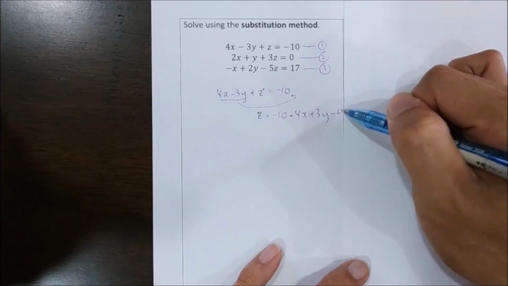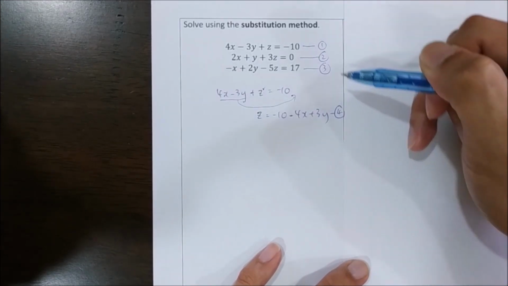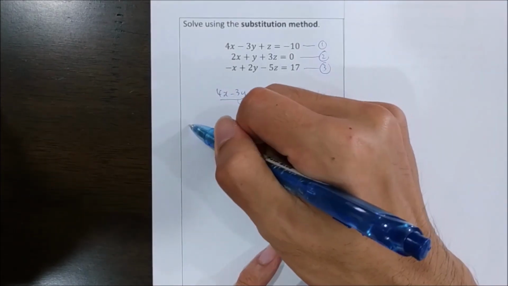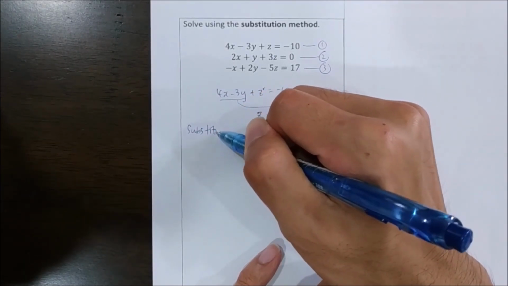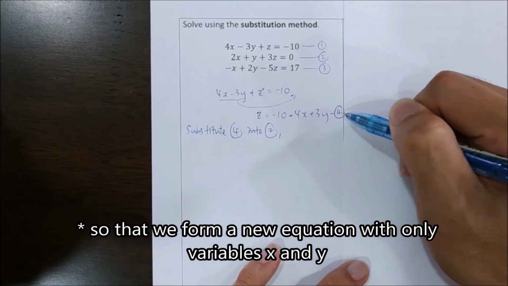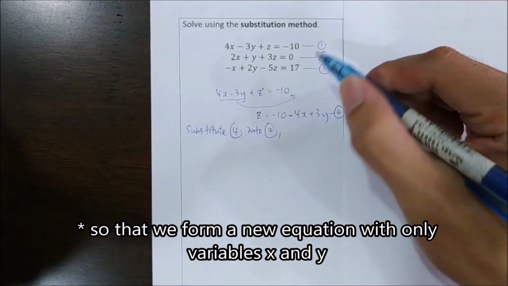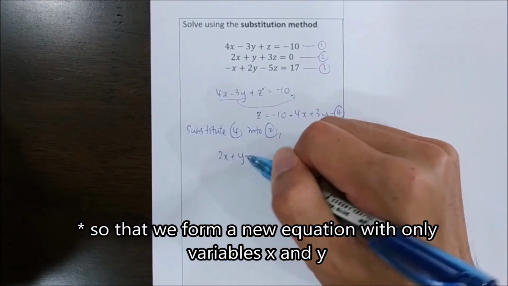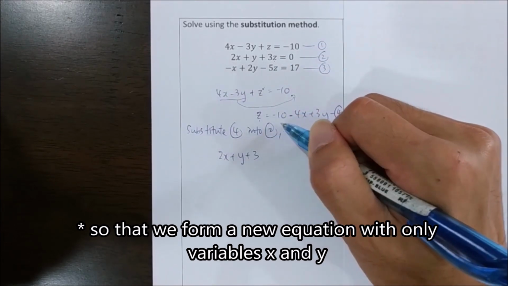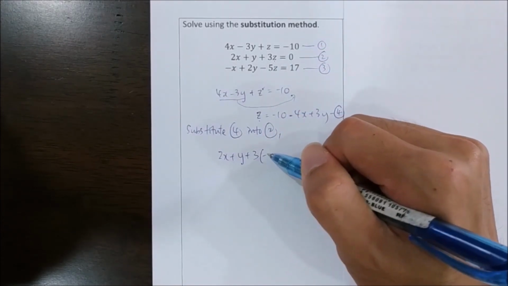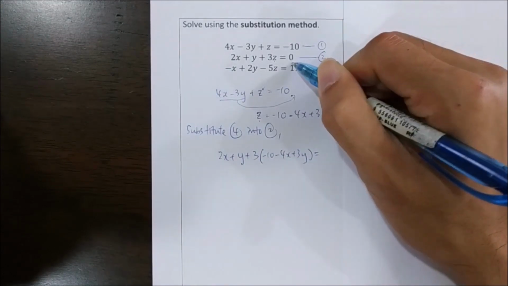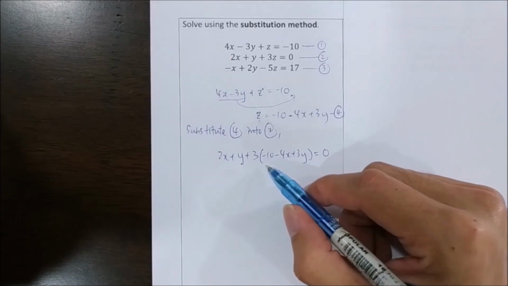And then we label this as equation number 4. Now we pick any one of these 2 or 3 equations, and then we substitute 4 into the equation. So now we try to substitute equation number 4 into equation number 2. So the z here now is replaced with negative 10 minus 4x plus 3y, which is equals to 0.